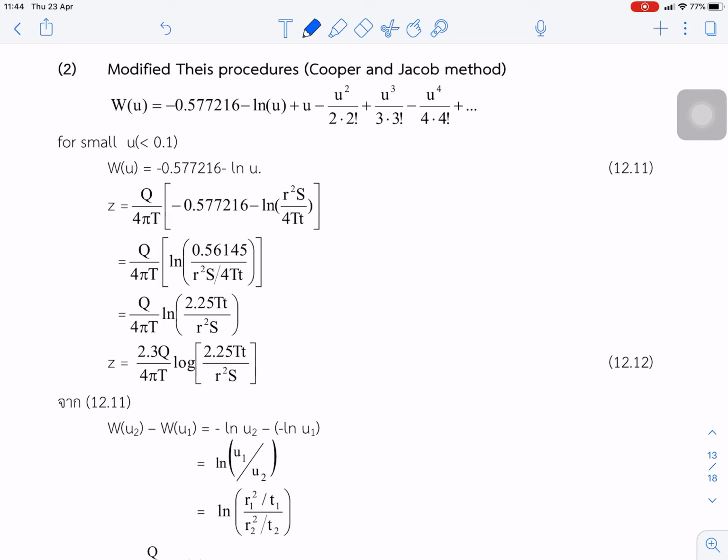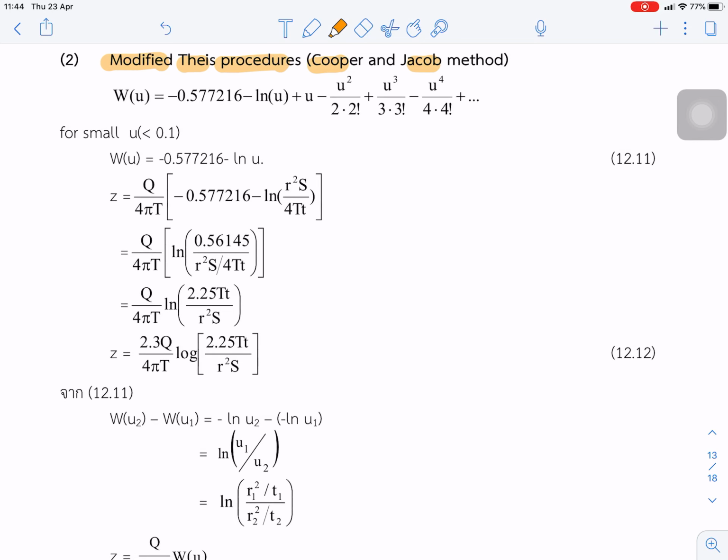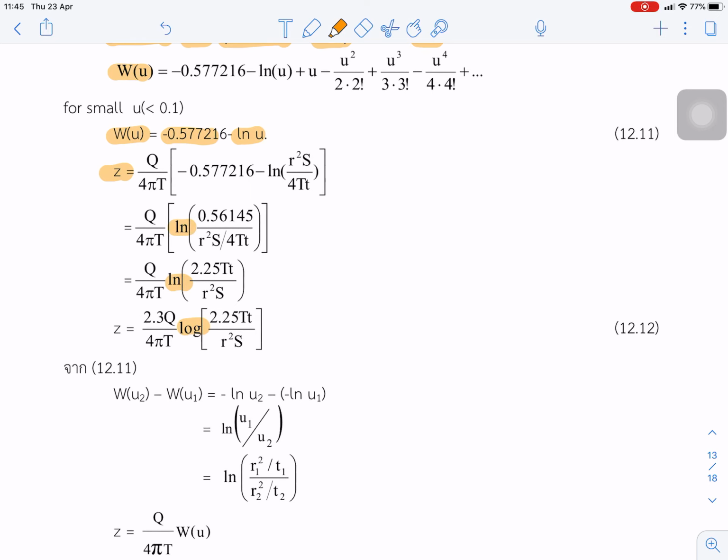The next method for unsteady flow we call the modified procedure, or the Cooper-Jacob method. To simplify the well function, we use just two terms. This is the full series of the well function. So we bring just two terms of the well function and substitute them in the equation of drawdown. We can rearrange this equation, converting from ln to log, so we get this equation to estimate drawdown. We don't need to open the well function anymore. Okay, we can estimate.